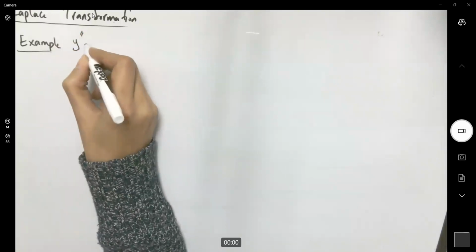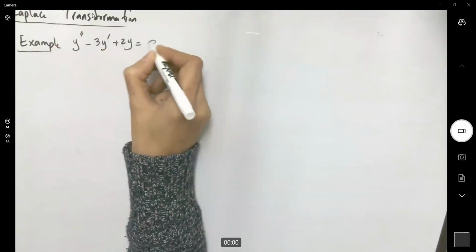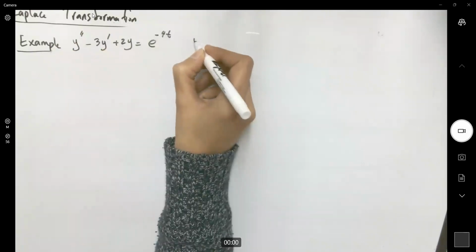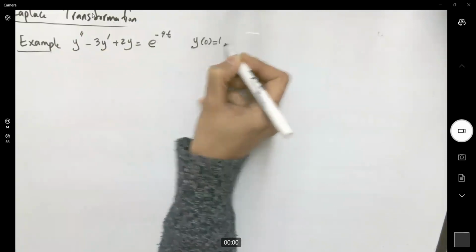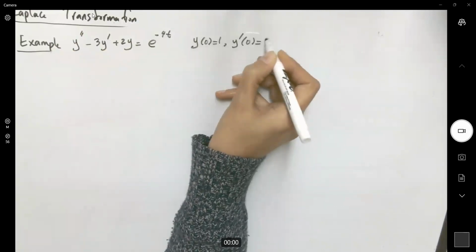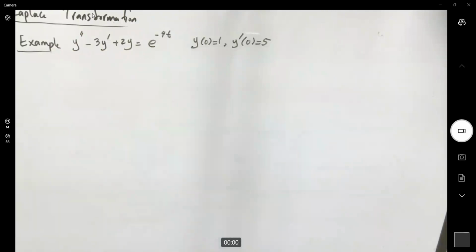Let's take a look at another example. This example says solve the second order differential equation, y double prime minus 3y prime plus 2y equals e to the power negative 4t, and y at 0 is equal to 1, and y prime at 0 is 5. So we have an initial value problem here.